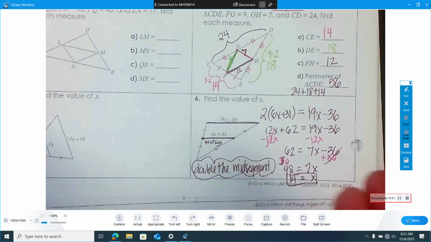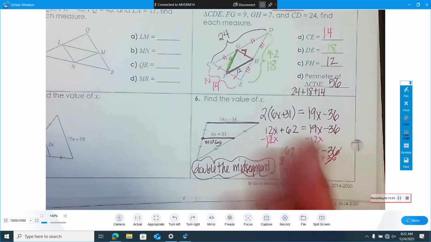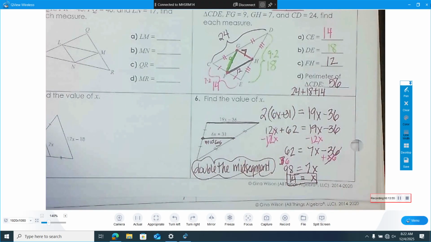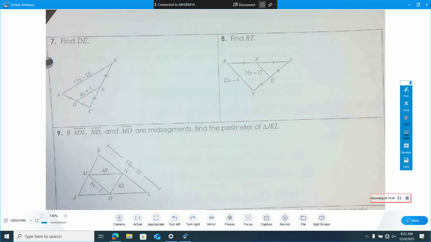Yeah, you can spin it around. That's the symmetric property, right? We can just spin things around this equal sign. There's lots of options there. All right, turn the page.